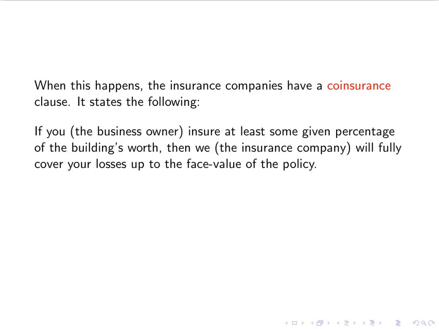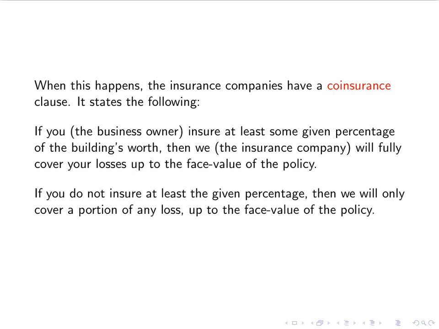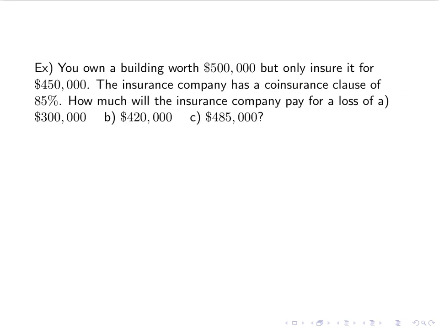If you, the business owner, insure at least some given percentage of the building's worth, then we, the insurance company, will fully cover your losses up to the face value of the policy. If you do not insure at least the given percentage, then we, the insurance company, will only cover a portion of any loss up to the face value of the policy. So we're going to see what that means.